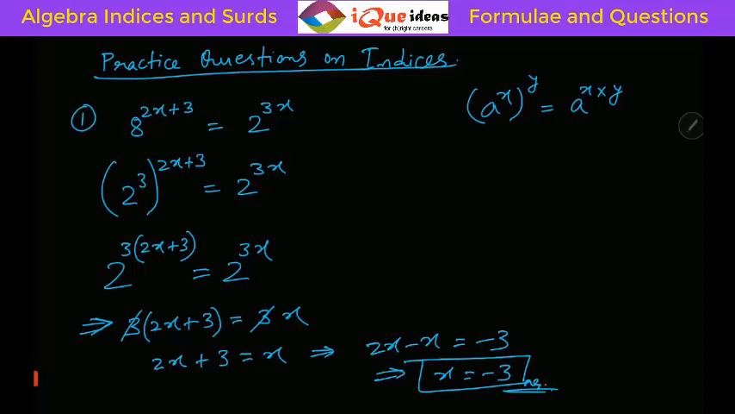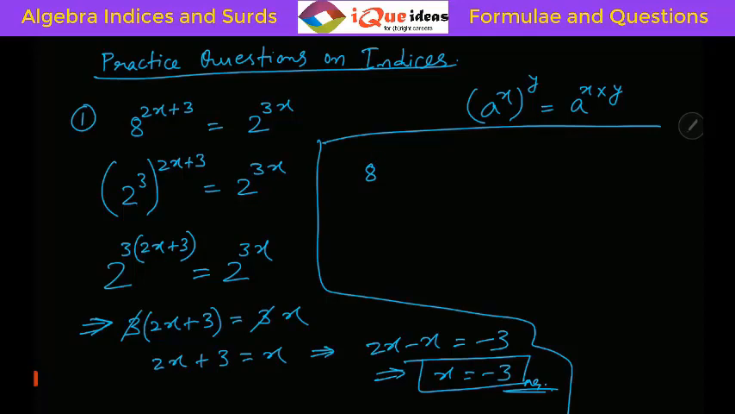So this is one way of doing this question. The other way could have been, I'll write the equation again. It is 8 raised to the power 2x plus 3 equal to 2 to the power 3x. In the second method, look at the right hand side. It is 2 to the power 3x. This can be written as 2 to the power 3 whole to the power x. So it becomes 8 to the power 2x plus 3 equal to 2 cube is 8, to the power x.